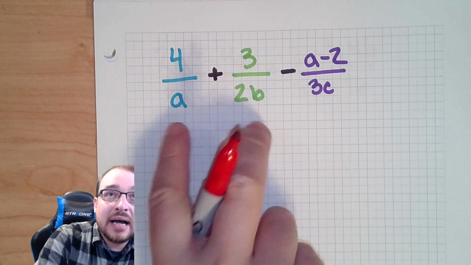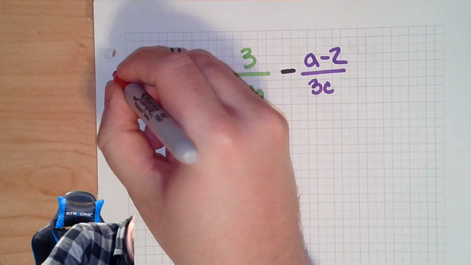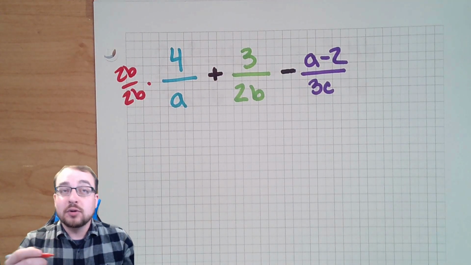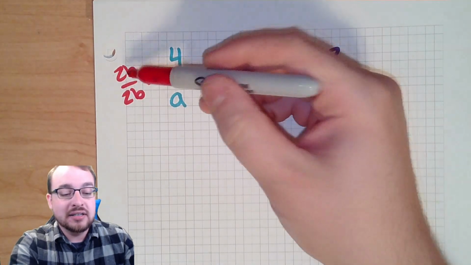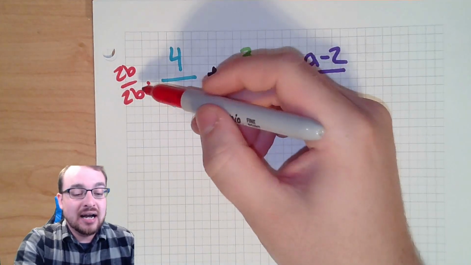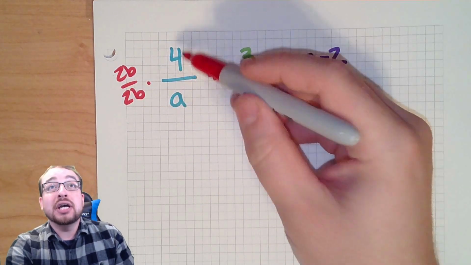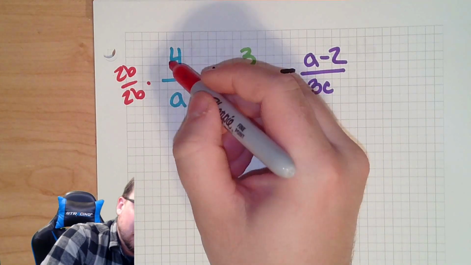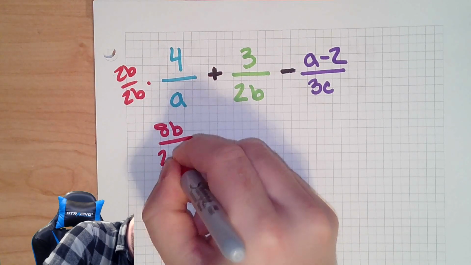If I want these to match, what I can do is multiply this term here by 2b over 2b. And the reason that I'm allowed to do this, of course, is because 2b divided by 2b is just 1, right? Anything divided by itself is 1. So when I multiply 4 over a by 1, I'm not going to change what this value is. It's going to stay the same. So when I multiply this, I'm going to get 8b over 2ab.